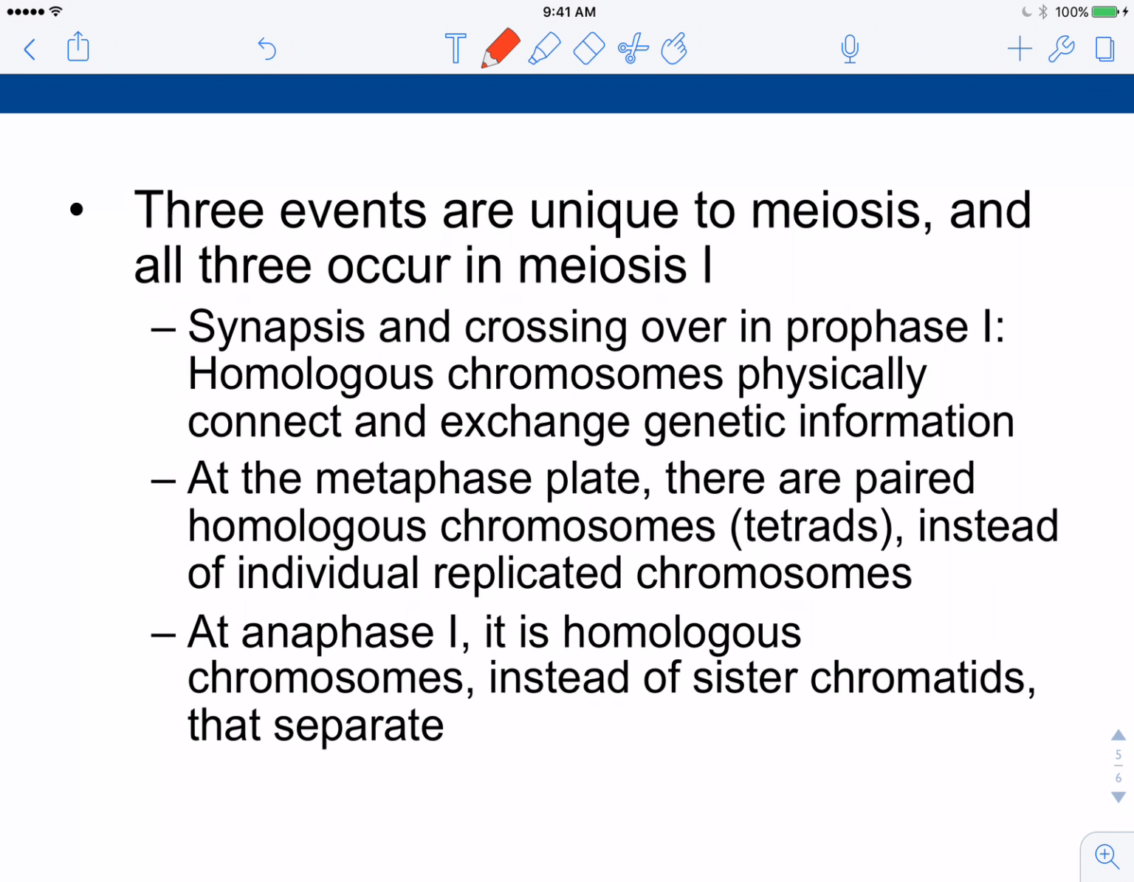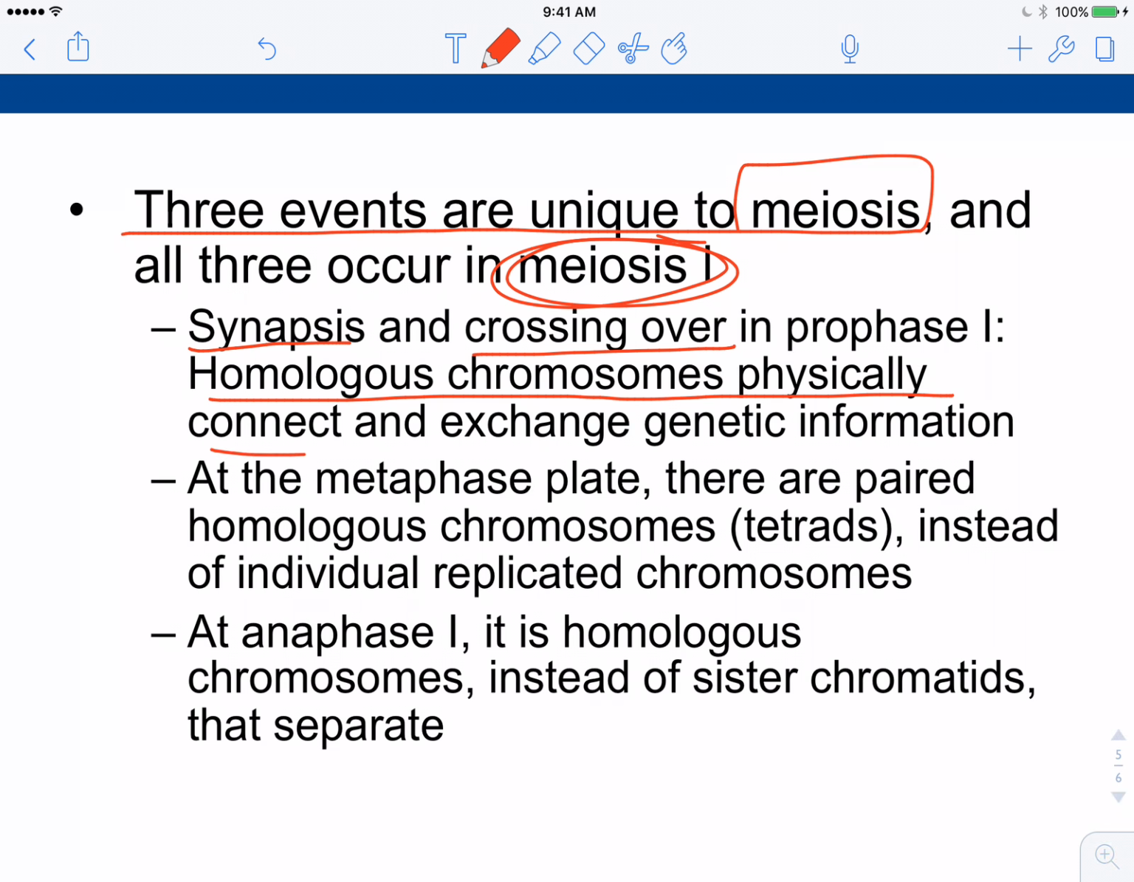Three events that are unique to meiosis only, and they all occur in meiosis 1. The first one is synapsis of homologous chromosomes and crossing over during prophase 1. Homologous chromosomes physically connect and exchange genetic information.